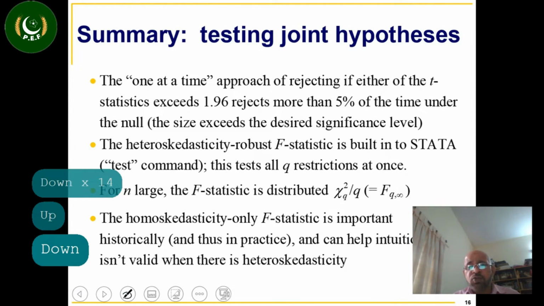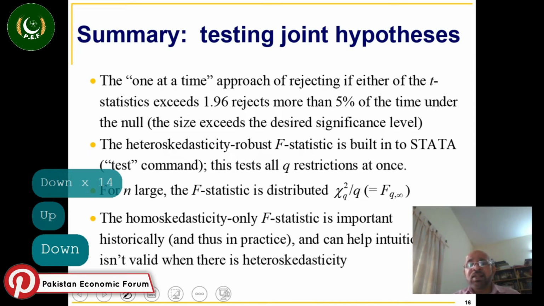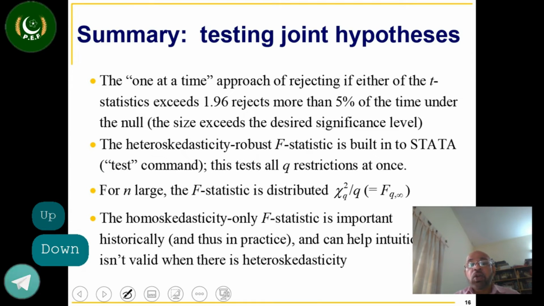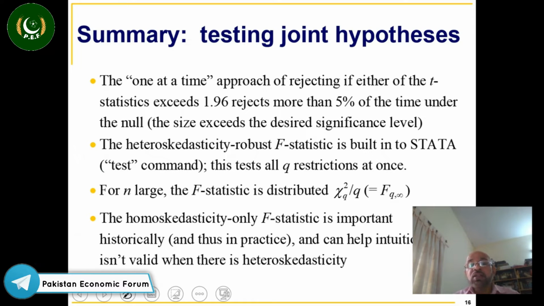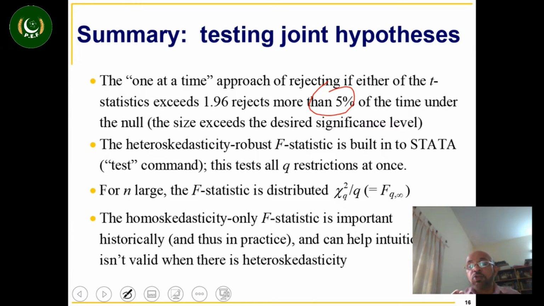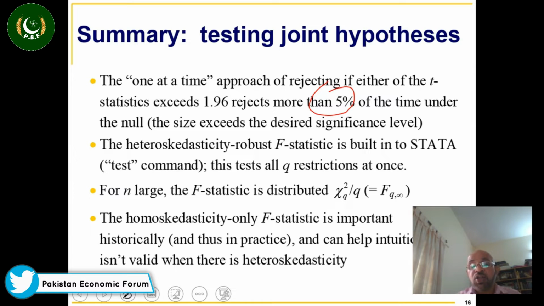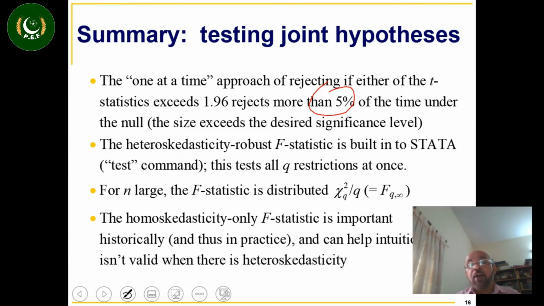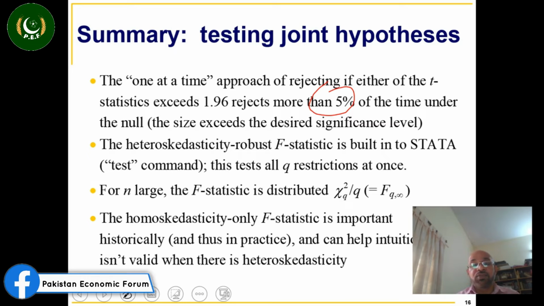What we have discussed so far is that testing coefficients one at a time leads to more rejections than actual, because you are using a 5% level of significance, whereas your actual level of significance has changed. Therefore, it's not a good idea to use t-stats until and unless you have adjusted the level of significance.